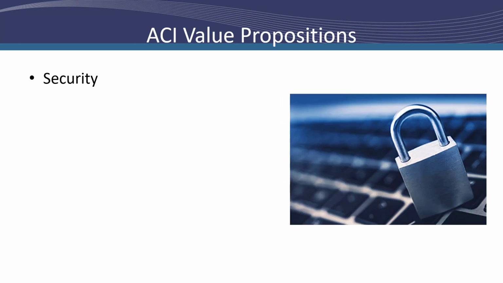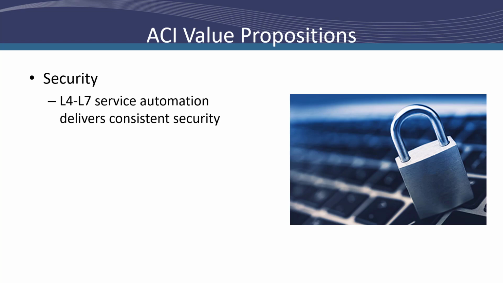All right, next, let's review value propositions as they relate to security for ACI. If the security and network teams want to use this feature, service automation for layer 4 through layer 7 network services provides automated security provisioning and service stitching. Security policies can be enforced per tenant, per application, or per workload.